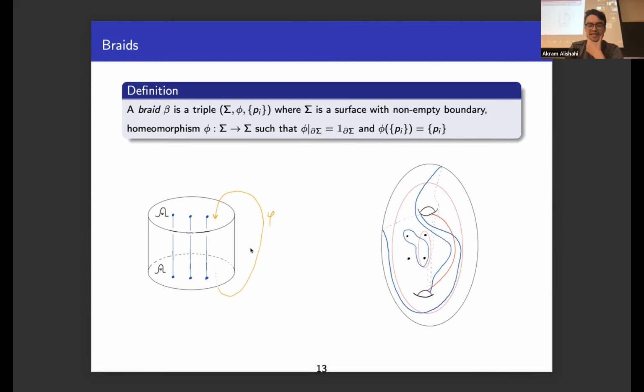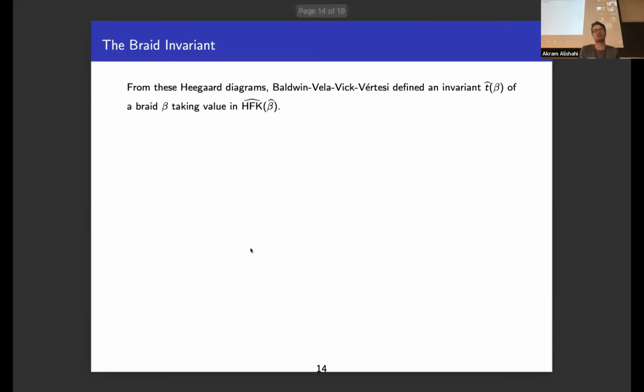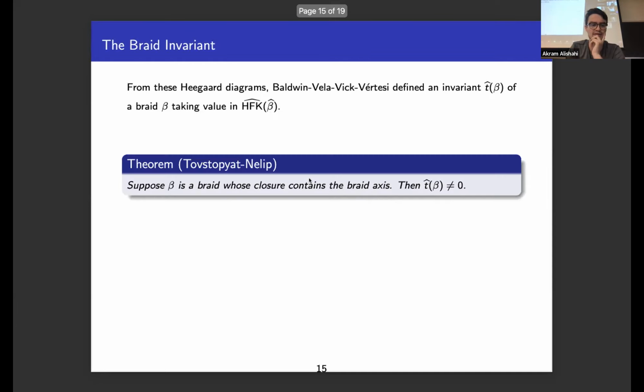With these nice Heegaard diagrams, Baldwin, Vela-Vick, and Vértesi can define an invariant called the braid invariant, which takes values in the knot Floer homology of the braid closure. Maybe I should mention this braid invariant is based on work of Honda, Kazez, and Matić. So what do we do with this? Well, Lev, who I think is going to be a postdoc here next year, has a result which shows this braid invariant is non-zero under appropriate circumstances.